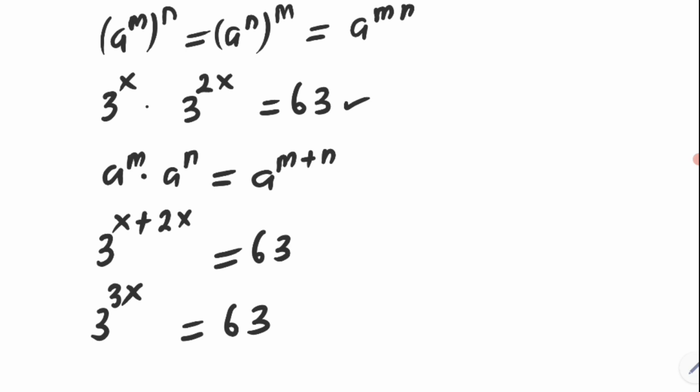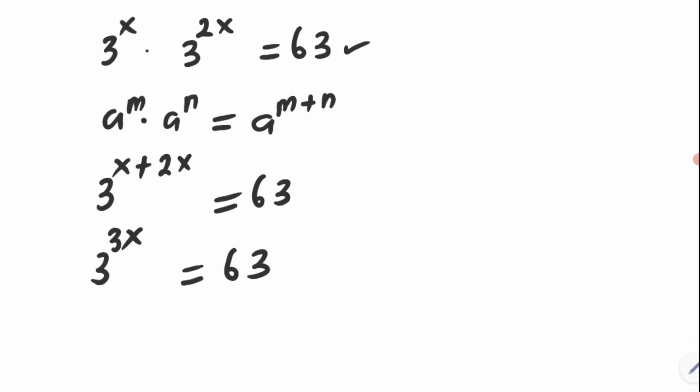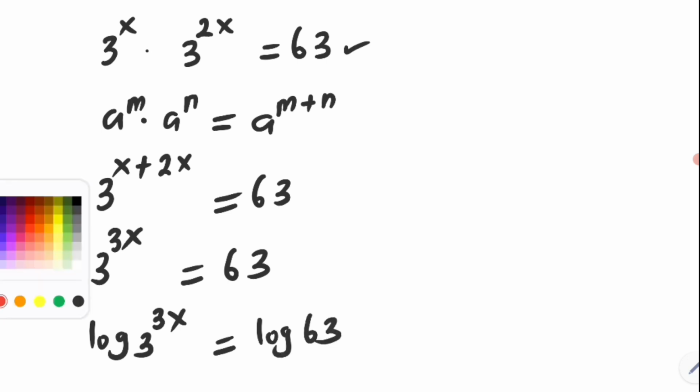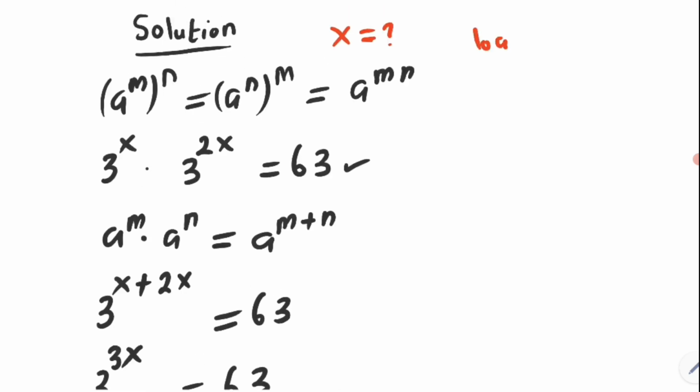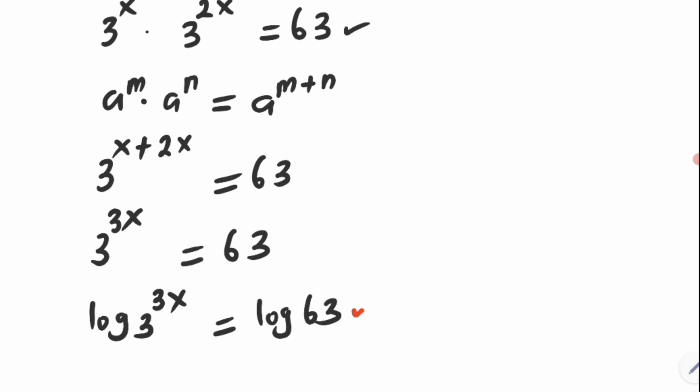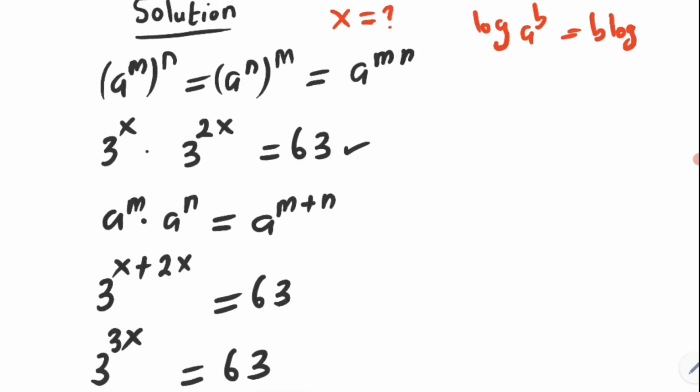Now let us take the log on both sides of this equation. We have log 3 raised to power 3x is equal to log 63. Then if you have log a to the power of b, this is equal to b log a. Then this can be written as 3x log 3 is equal to log 63.